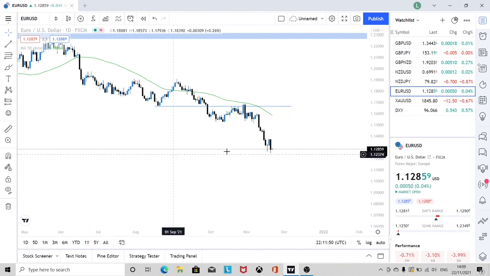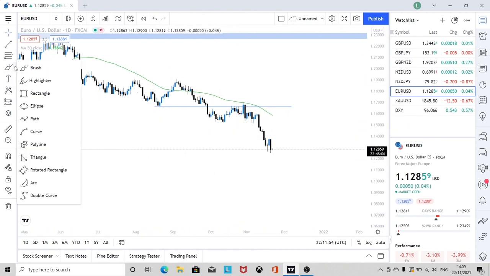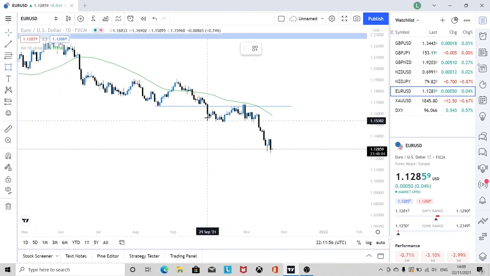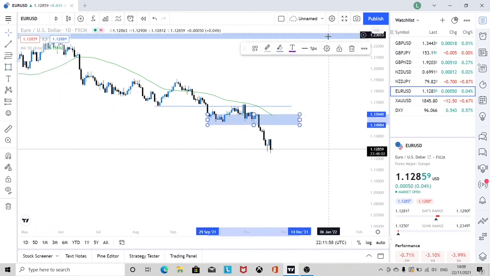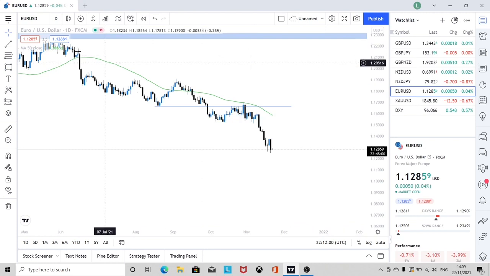If I was to look for sales, I would want a nice retracement, maybe back into this area here. And then we could be looking for sales to take to the downside.